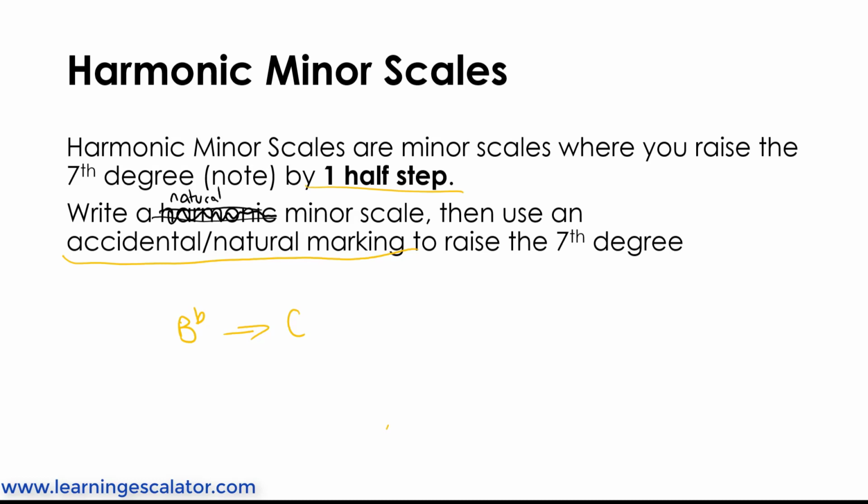I mean, not C. A half step above B flat is B natural, so you would need a natural marking, so it's not always a sharp. So by accidental, it's usually a sharp. But if you have F as the 7th note and you want to raise it, then it would be F sharp. So it depends. It's not always a sharp, and it's not always a natural marking either. You only raise the 7th degree in harmonic minor scales.